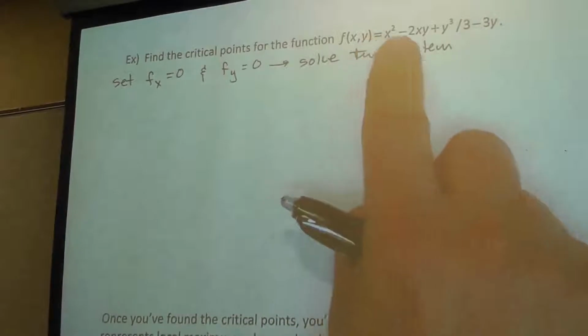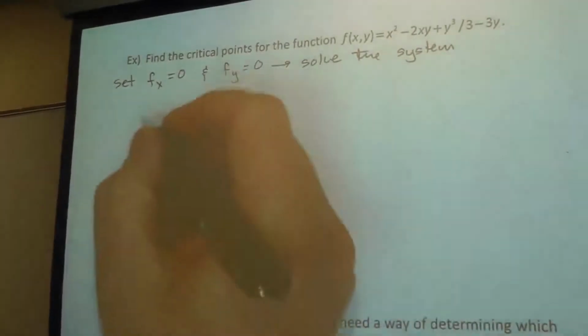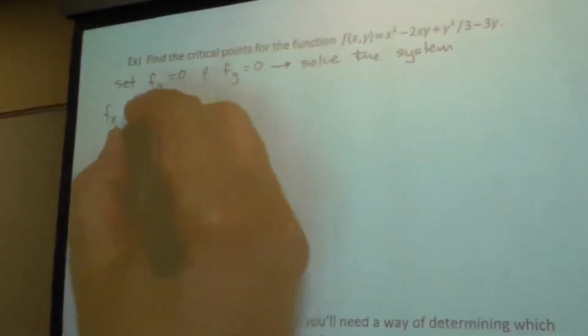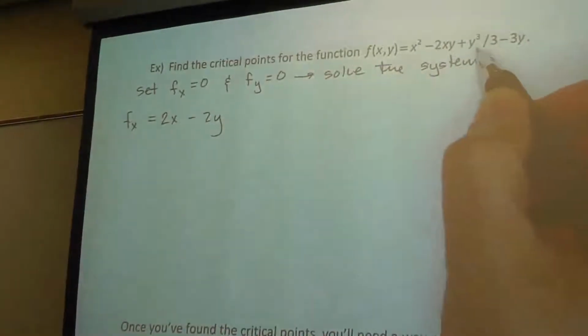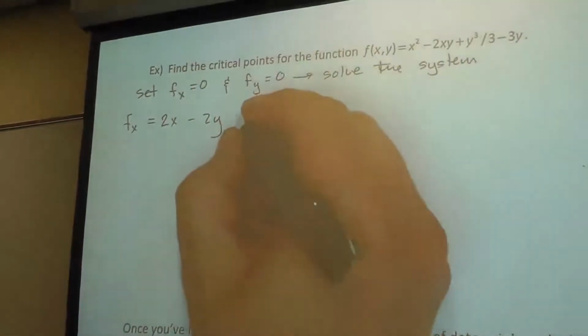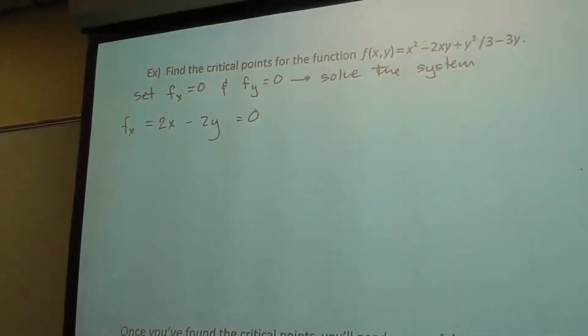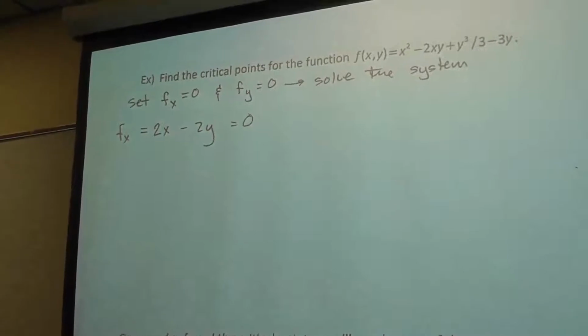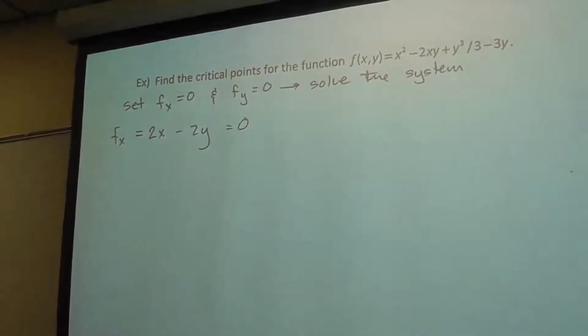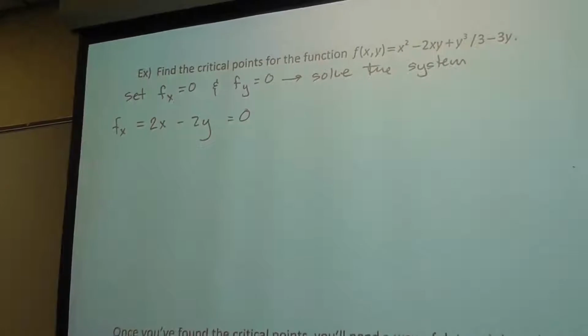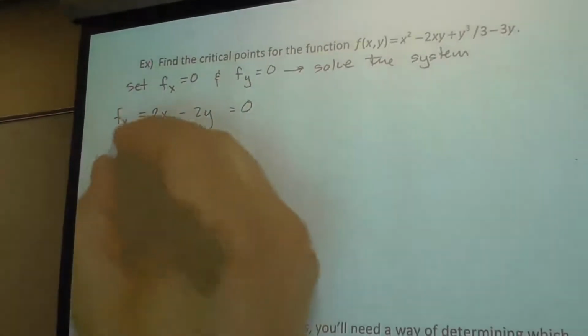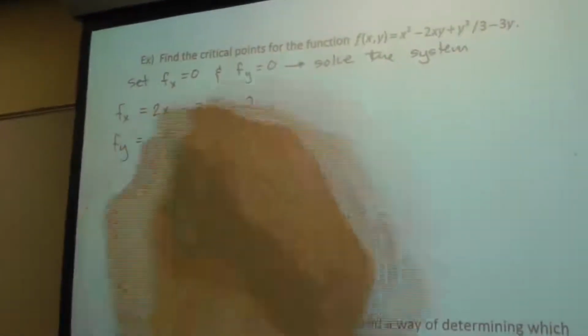So you want to take the partial derivative of this function with respect to x. So f partial x, start with a clean copy of it. That's going to give me 2x minus 2y plus 0 minus 0 equals 0. Well, you want to force it to equal 0. We're setting it equal to 0 for the purpose of finding the x slope equaling 0 in the x direction. You take the partial with respect to y, and you do the same thing.